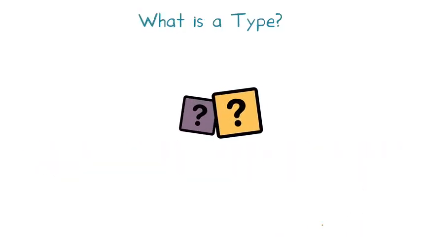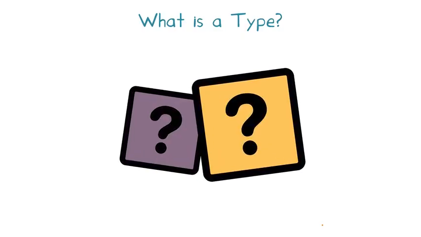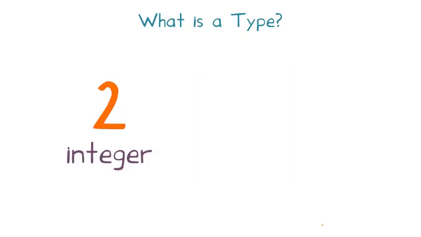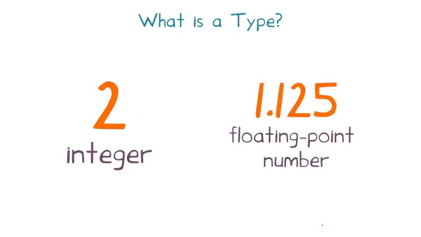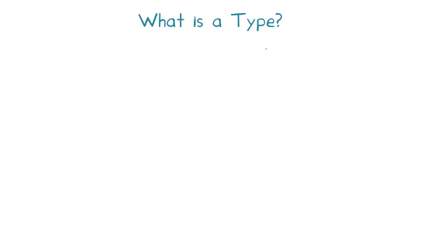To discuss type systems, we must first ask ourselves, what do we mean by a type? It is easy to label the number 2 an integer and the number 1.125 as a floating point number, but it isn't necessarily obvious how to define what a type is. To put it simply, a type is a set of values that constitute that type.